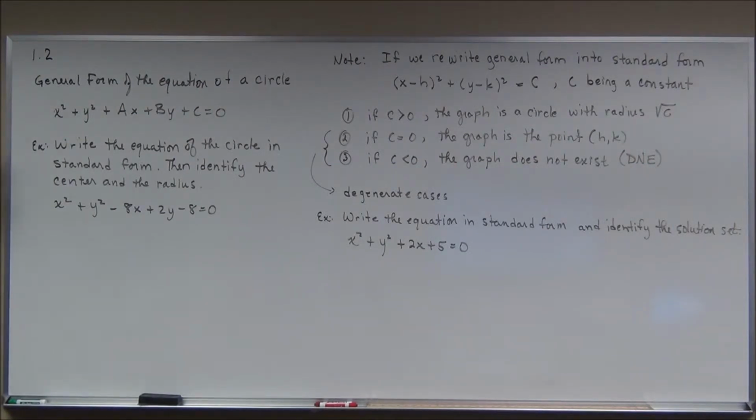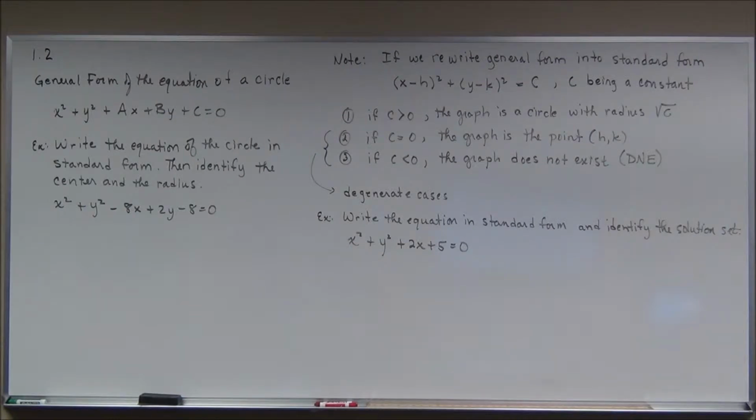Now, this is written this way, but it's very difficult to determine any information about the circle or to come up with its graph unless we can convert this back into standard form. So that's what we're going to practice here. Write the equation of the circle in standard form, then identify the center and the radius.